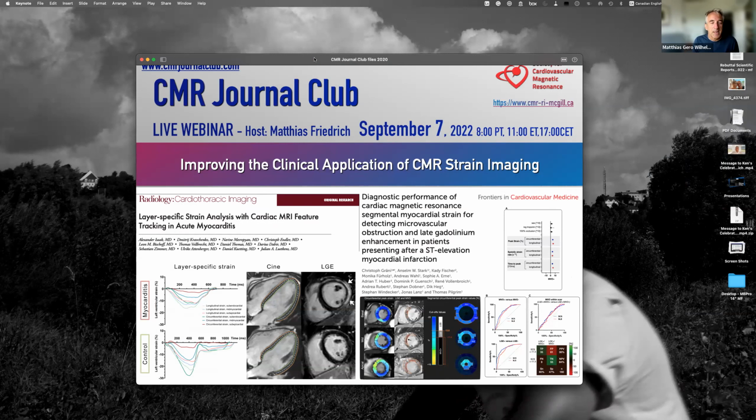We chose two papers, one published in Radiology: Cardiothoracic Imaging on layer-specific strain analysis in acute MI, from Julian Lütgen's group in Bonn in Germany. And another one from Christoph Gräni at the Inselspital in Bern on the diagnostic performance of segmental myocardial strain as assessed by CMR to detect microvascular obstruction and late enhancement after a STEMI. So very interesting. Hope to see you there.